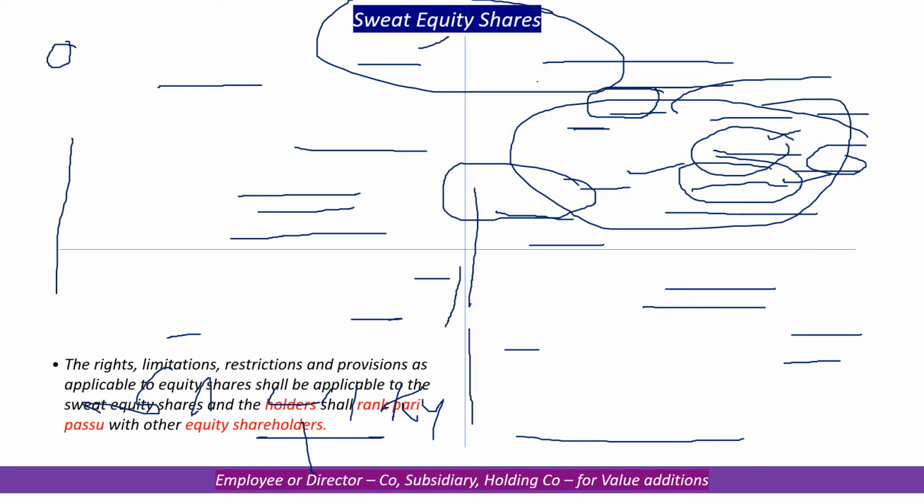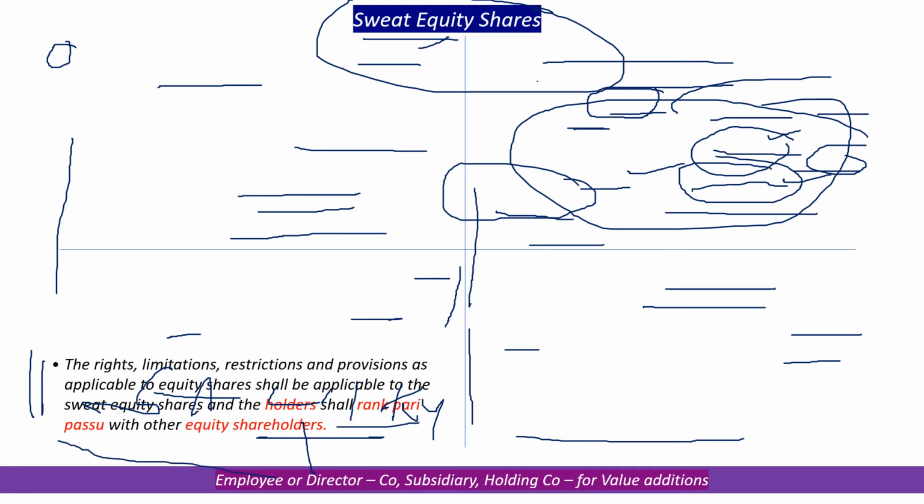Let's go further. And the rights, limitations and restrictions applicable to equity shares equally apply to sweat equity shares. Just because they are given for consideration other than cash, their rights are not affected. If there are existing equity shareholders and we have issued fresh equity shares as sweat equity shares, they are equal in all respects, ignoring that they have not been issued against cash. Their rights are the same and they rank pari passu.